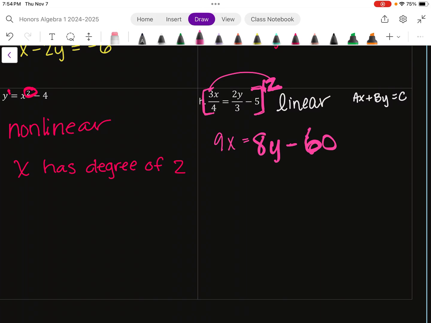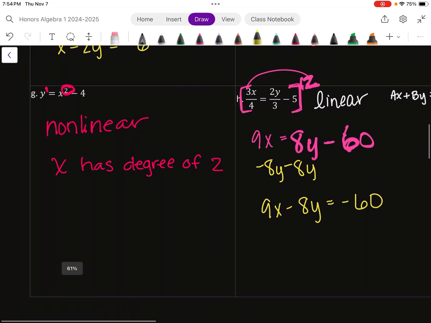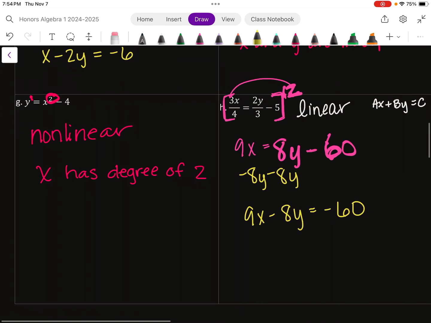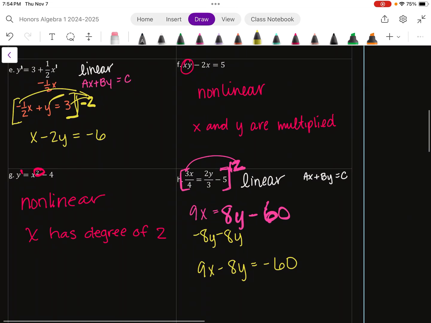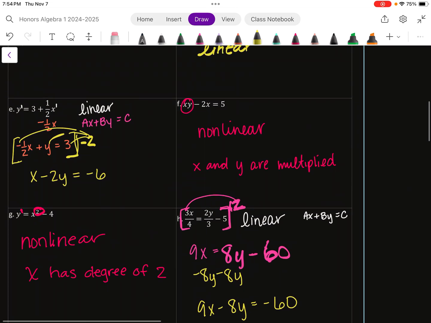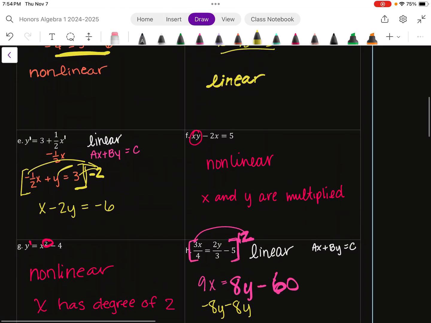My pen does not want to work for me. All right. So again, I need x and y to be on the same side. So I need to subtract this 8y. 9x minus 8y is equal to negative 60. So that, in fact, is our standard form linear equation. All right. A little jumbled there. Forgive me. We'll keep working on this standard form stuff as we actually see these equations and we might have to rewrite them.